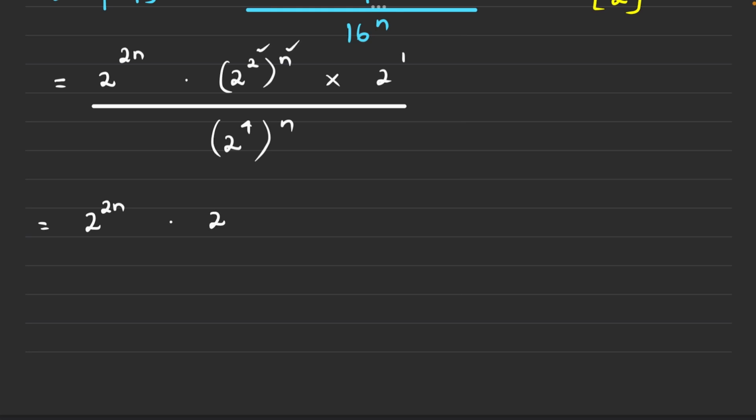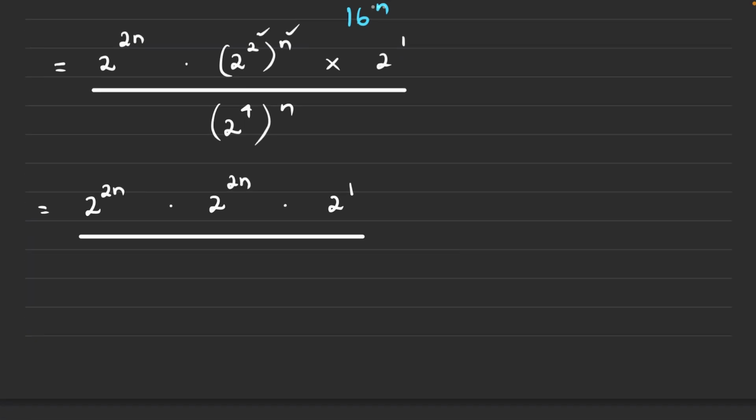And then this 2 here and this n are going to multiply each other. So it's going to be 2 to the 2n. Then I'm going to multiply this by what? 2 to the 1. I'm dividing everything now by 2 to the 4 times n. So the 4 and the n are going to multiply each other. So it's going to be 2 to the 4n. So what I just did now was the power rule.